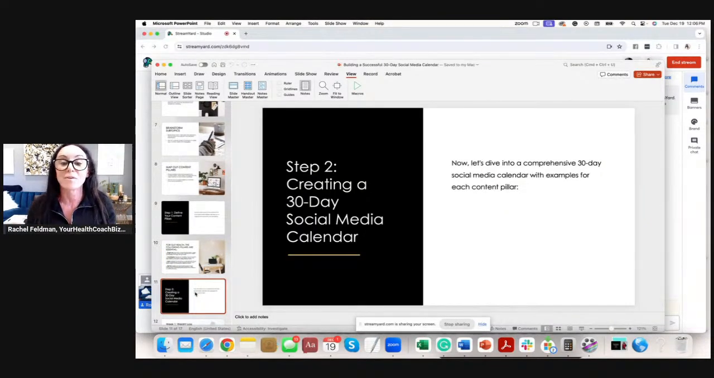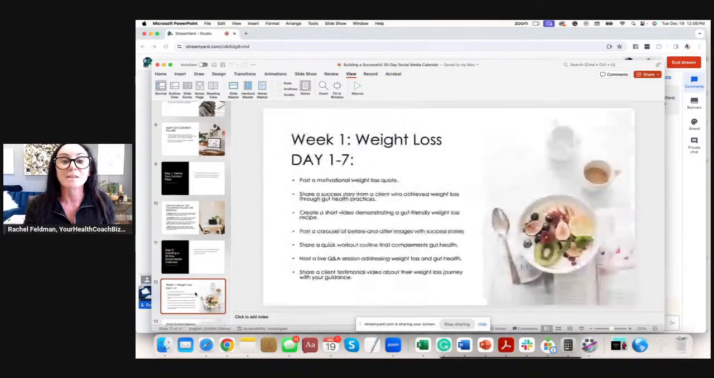So, creating a 30-day calendar. This may feel extremely overwhelming to people, but it's not when you start to put together your theme. So week 1, I'm going to focus on one of my pillars, weight loss. Days 1 through 7: put out a motivational weight loss quote. Share a success story from a client who achieved weight loss through gut health practices. Remember, we are a gut health coach. We're relating this to gut health.